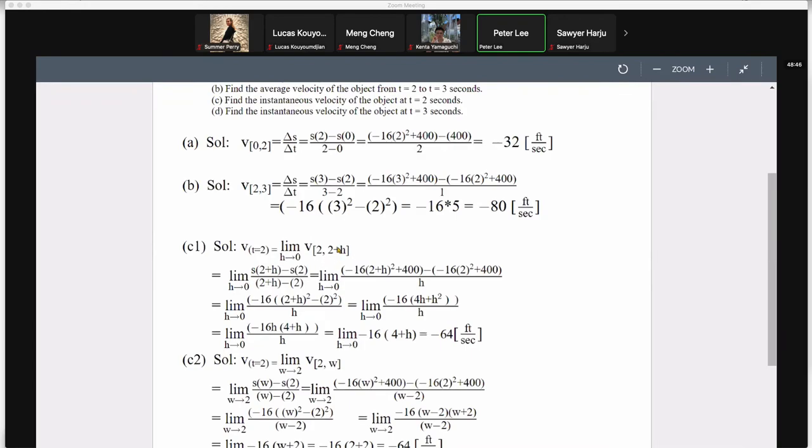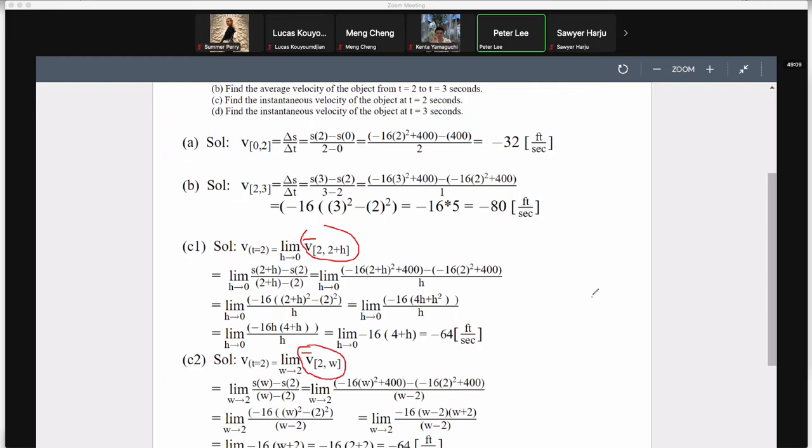So in this case, what did I do? Instead of the velocity from t equals 2 to t equals 2 plus h, how did I name this? I named the interval, the average velocity, from t equals 2 to t equals w.